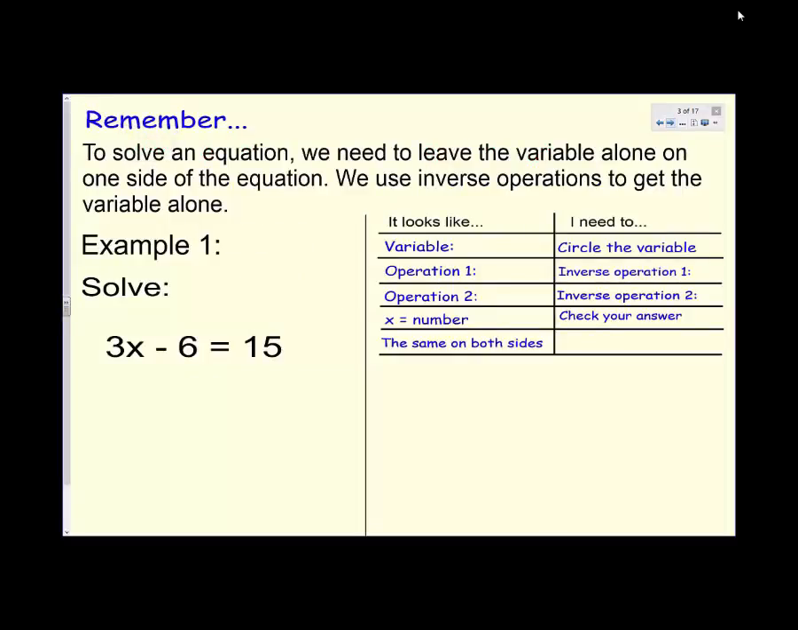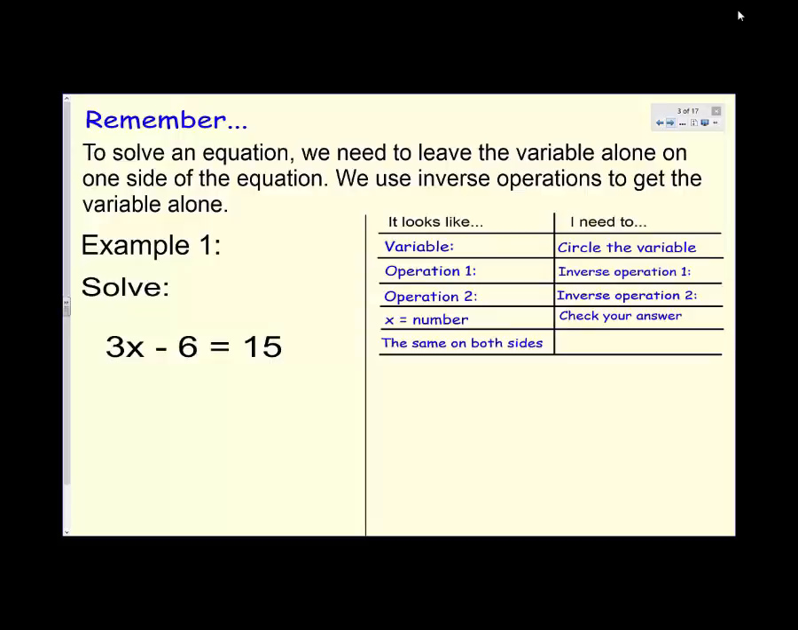Remember, to solve an equation, we need to leave the variable alone, or isolate the variable. We use inverse operations to get the variable alone. First example, solve 3x minus 6 equals 15.